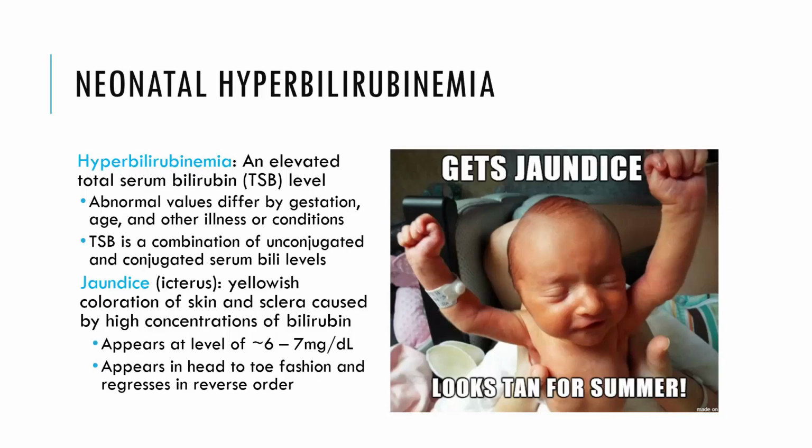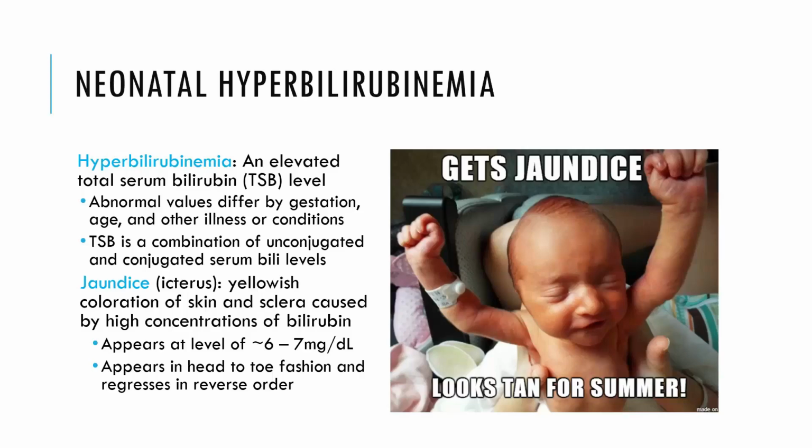So abnormal values with total serum bili will vary. They'll just differ by gestational age and whether there's other illnesses or conditions present. We talked about it being a combination. And then jaundice or icterus is just kind of a generalized term describing the yellowish coloration of skin and sclera caused by higher concentrations of bilirubin.